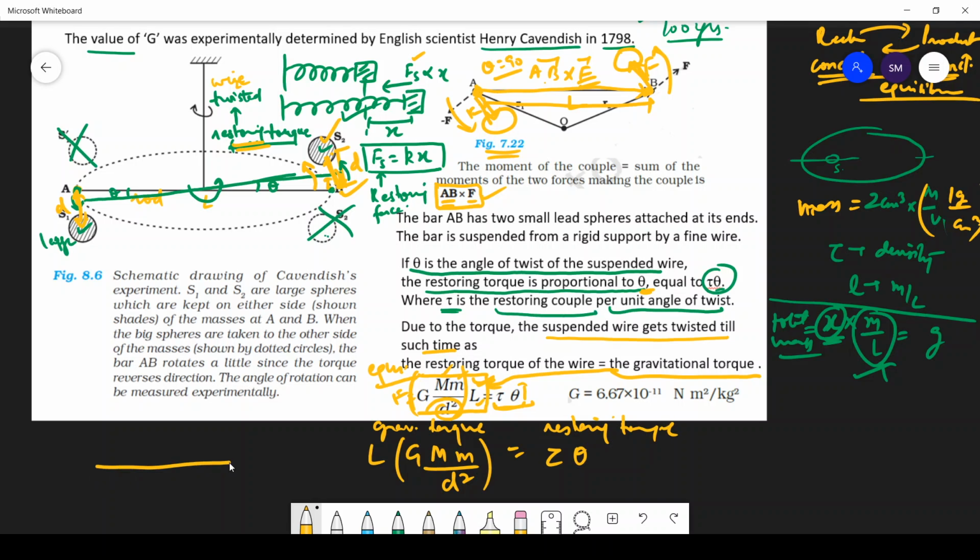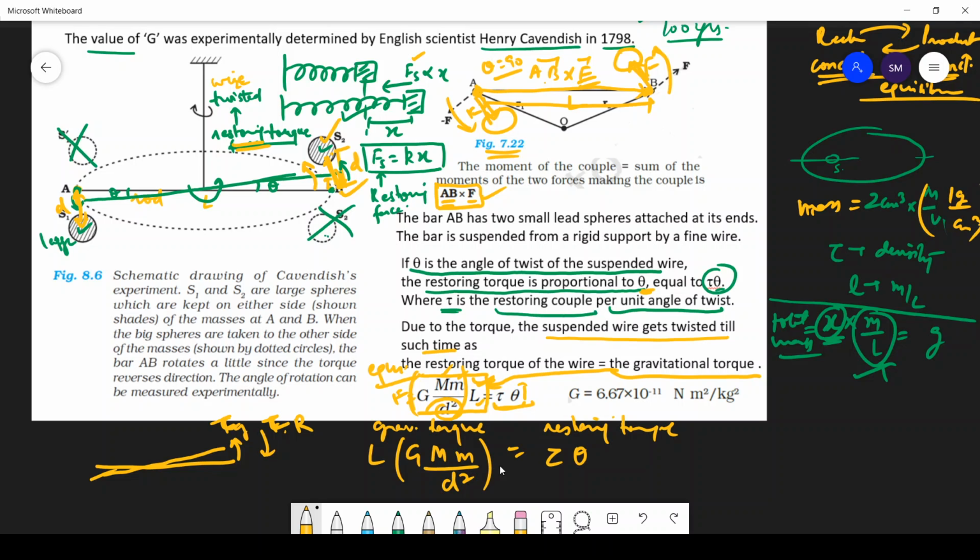As this rod starts twisting in this direction due to the gravitational force, there will be a restoring force. See, this is torque, don't call it force. By mistake I'm calling it force. This is rotational motion. So this is your restoring torque in the opposite direction. They are acting in opposite directions, so equilibrium will be reached when both of them are equal. So this wire will stop at that point.